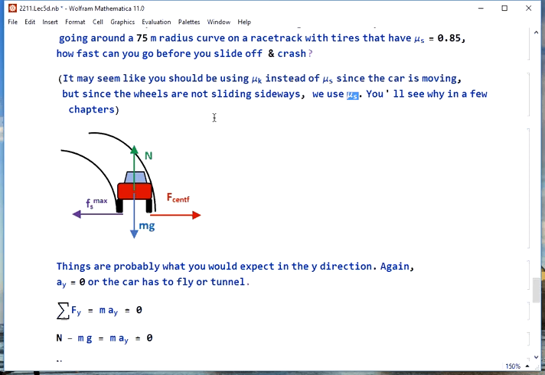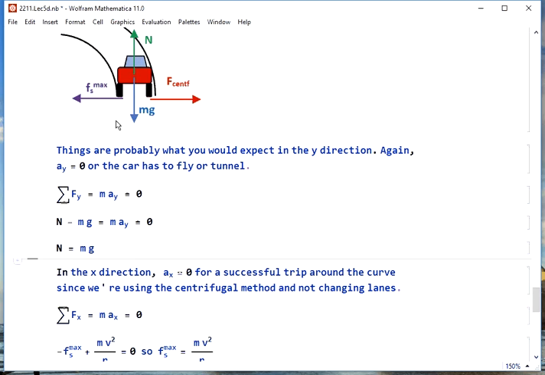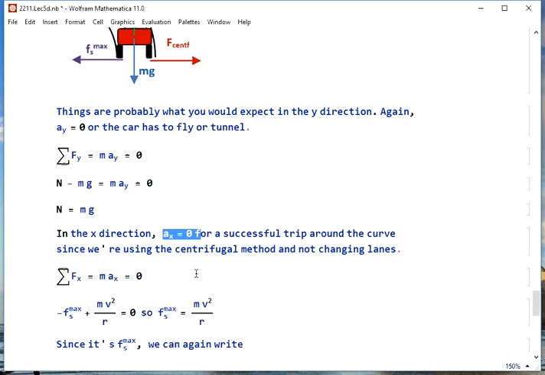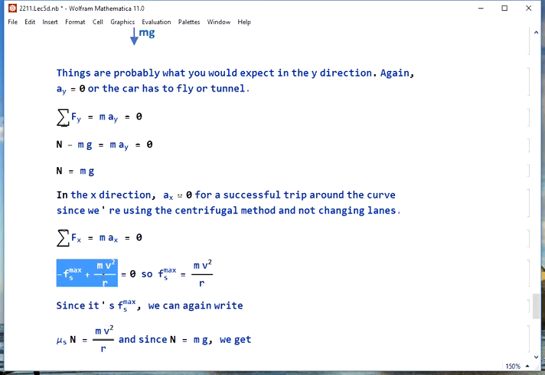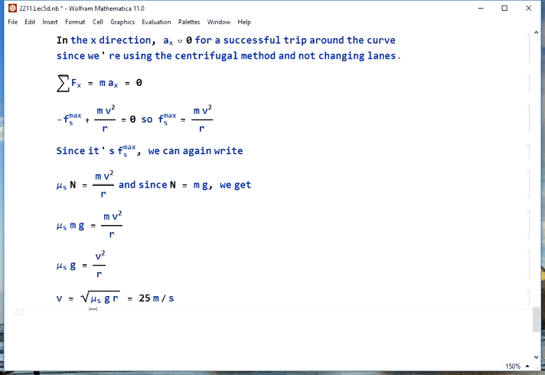If we look at the free body diagram, if we're using centrifugal force, we've got friction pulling to the left, trying to hold you on the road, centrifugal force trying to throw you off, mg and normal force. We still have no acceleration in the y direction since the car is not going to dig into the road or fly, so we get n equals mg, not very surprising on flat ground. In the x direction, if we're using the centrifugal approach and we successfully get through the curve, Ax equals 0. So we put in our forces, friction and centrifugal force. We know what the normal force is here, and we know that since it's maximum static friction, we can replace that with μs times n. And what we get here is our maximum velocity, square root of μs gr.